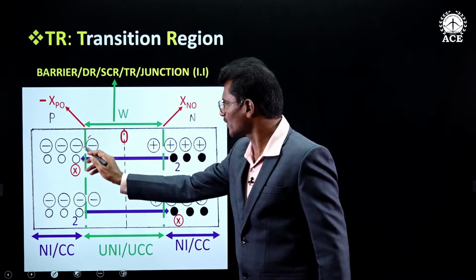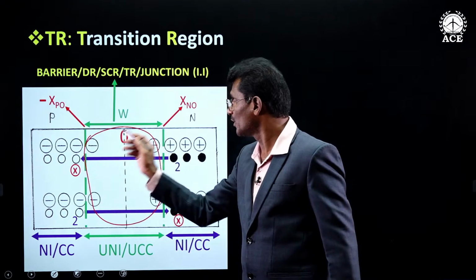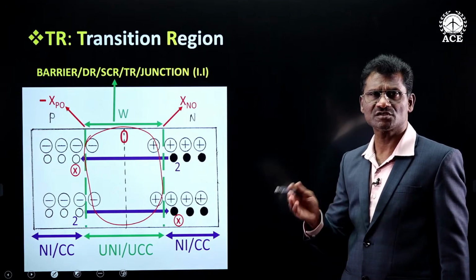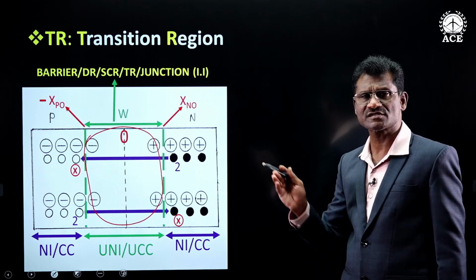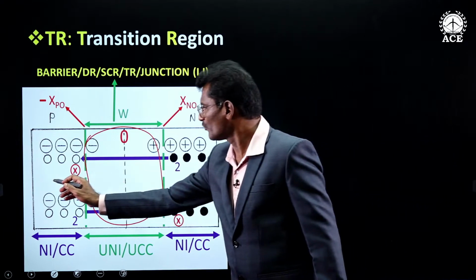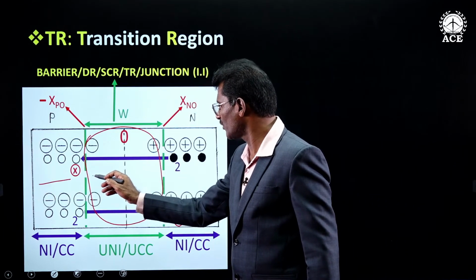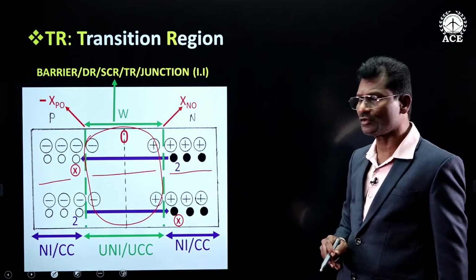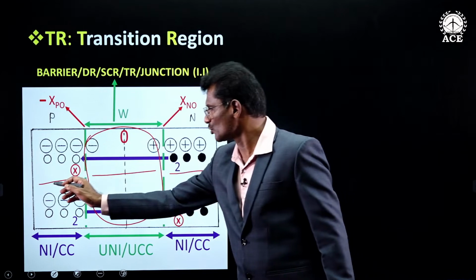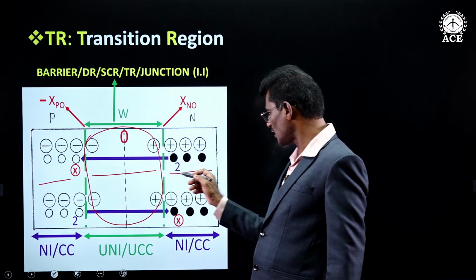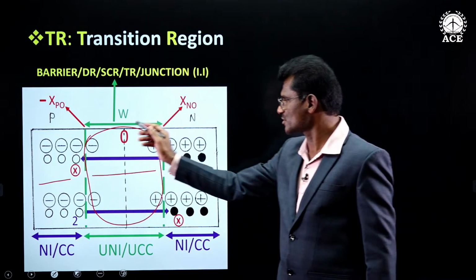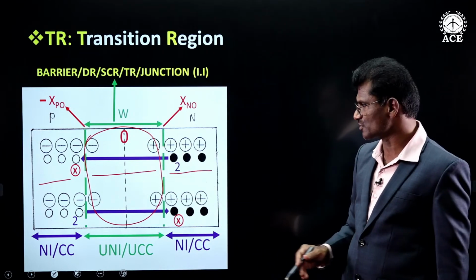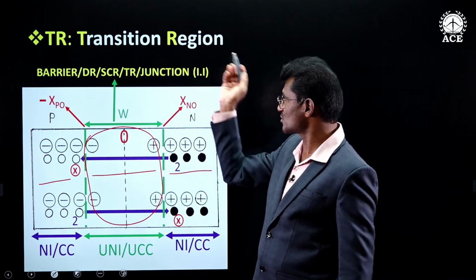And this central part is also given the name transition region. Transition means change of state. Change of state is what is called as transition. So from neutral we are coming to charged area. From charged area again we are moving to neutral area. So this is neutral area, this is charged area, this is neutral area, and hence the central part is given the name transition. Transition means change of state. So this is given the name transition region.